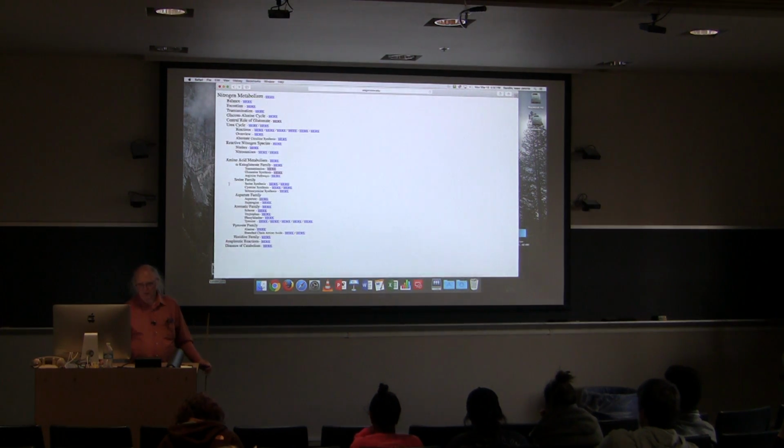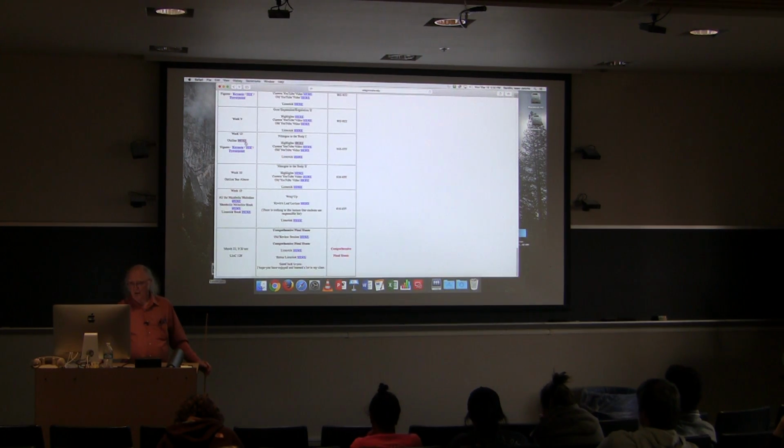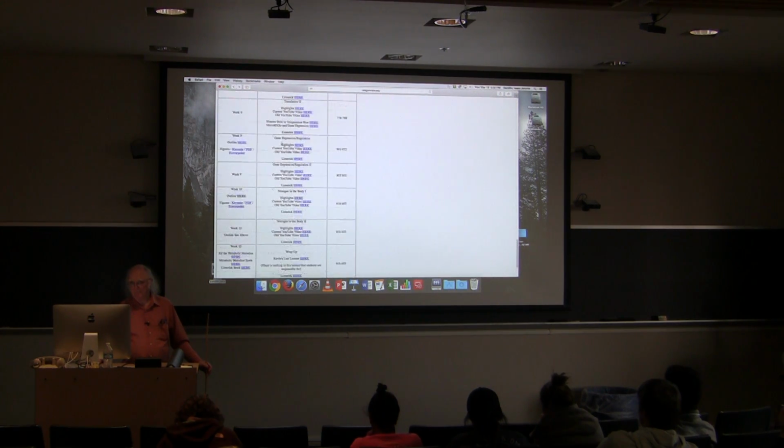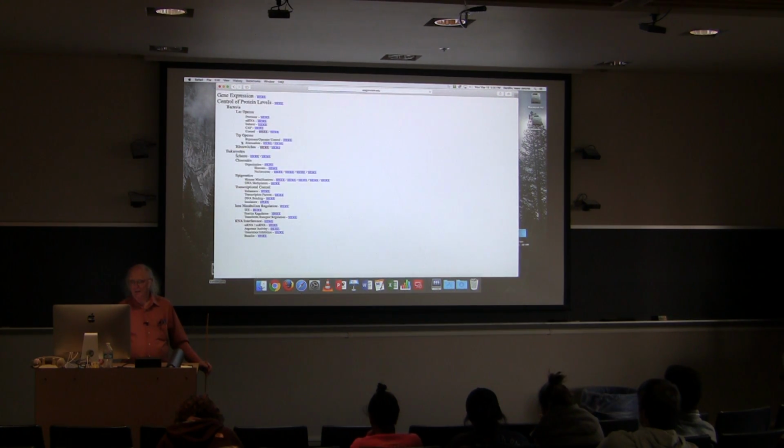So one of them plays a role in translation. One of them plays a role in stability of message after something has been transcribed. So they're different phenomena. Okay, and the iron response element.